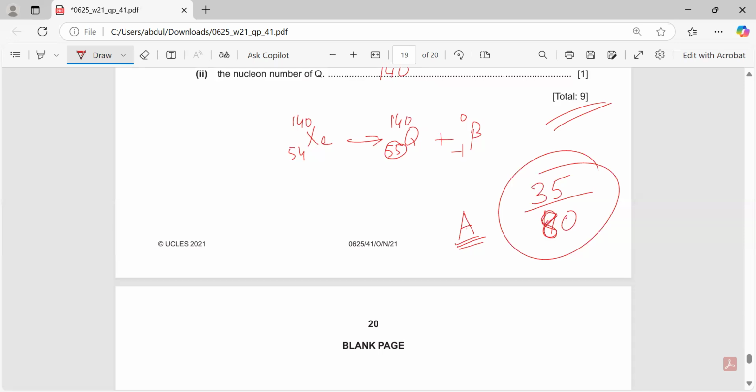Wish you all best of luck for the coming exam of physics, especially on 9th of May 2025, paper 4.